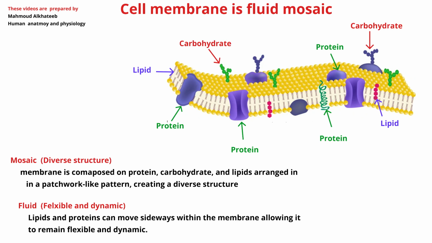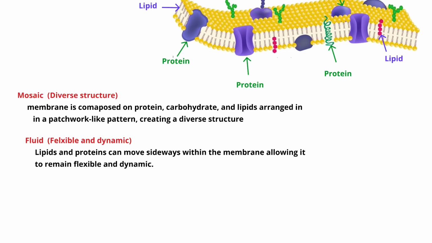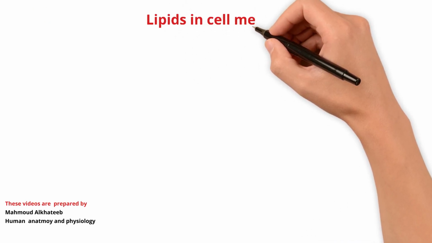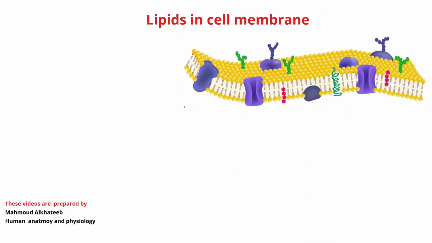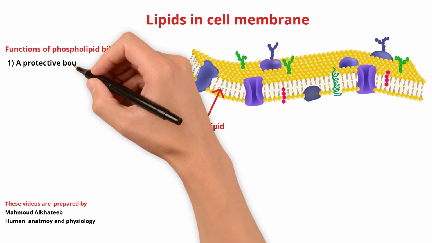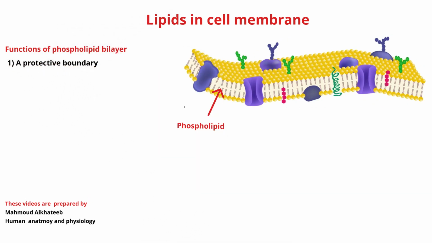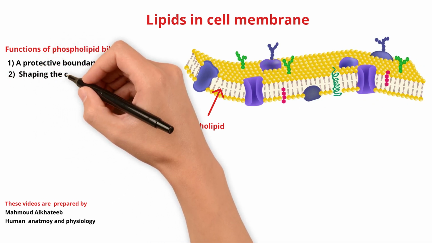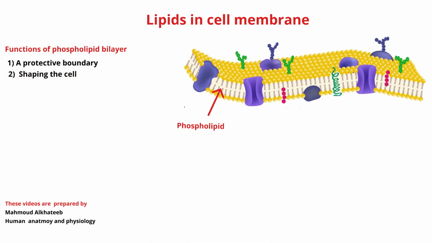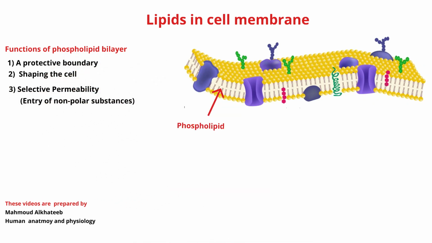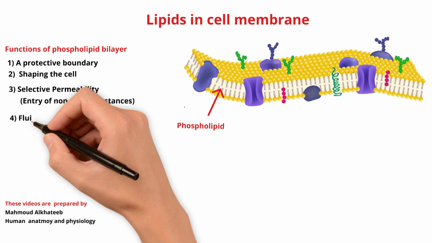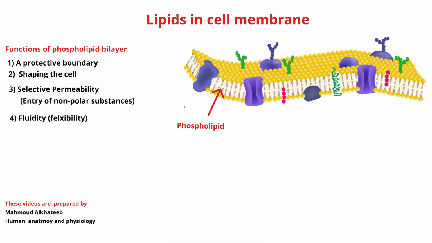Now let's move to talk about the structure and function of each membrane component. Let's start with the function of the membrane lipids. The phospholipid bilayer of the plasma membrane first acts as a protective boundary, offering structural support and protection from harmful agents. It also helps shape the cell and its functions. As a barrier, the phospholipid bilayer controls the selective permeability of substances entering and exiting the cell. Furthermore, the bilayer allows for flexibility and fluidity, which is important for cell signaling and communication.